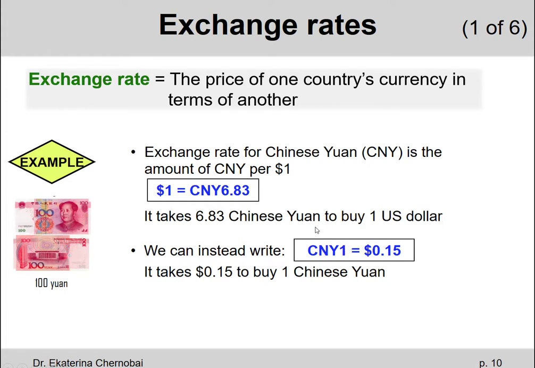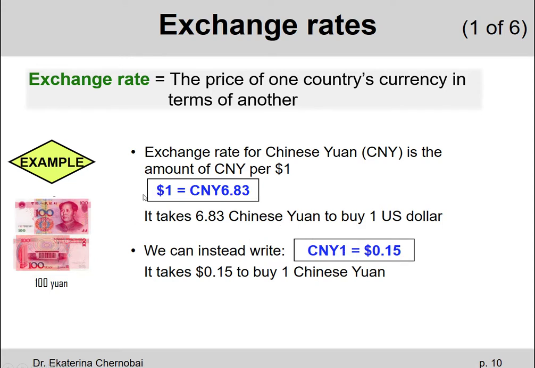How do you think I went from $1 equals 6.83 Chinese yuan to 1 Chinese yuan equals 0.15 of a dollar? Well, we had an example similar to this a few slides earlier, the one where I explained the cross rate. So if you look at this first expression with which we started, $1 equals 6.83 of a Chinese yuan. If you want to have 1 Chinese yuan, then we would need to divide 6.83 by 6.83. So it gives us 1.